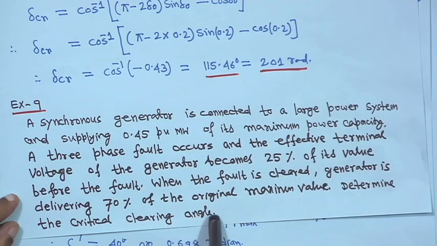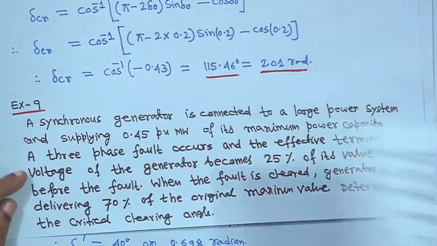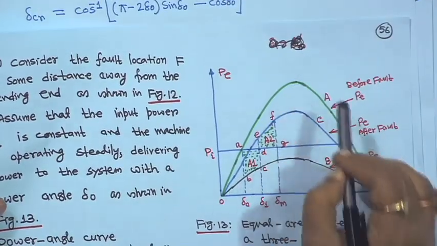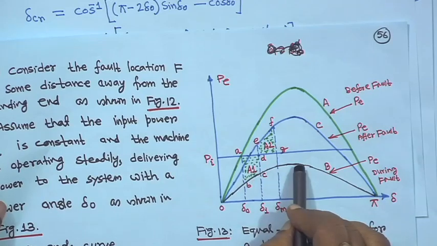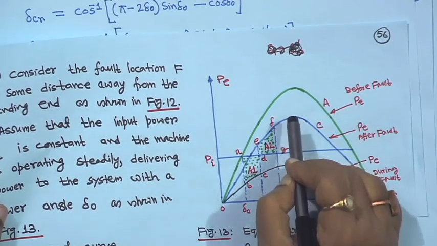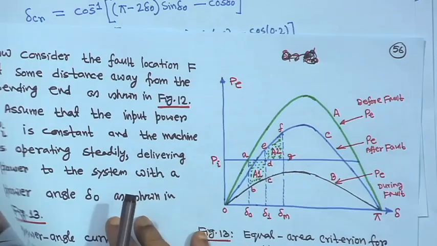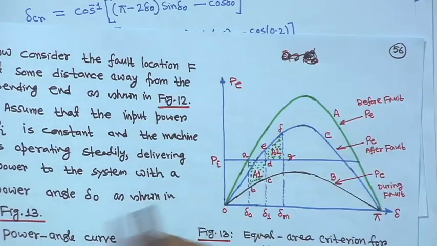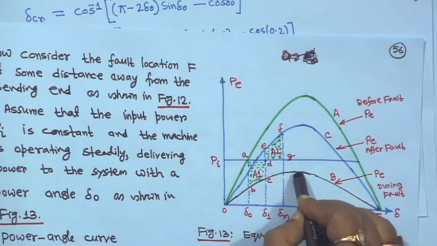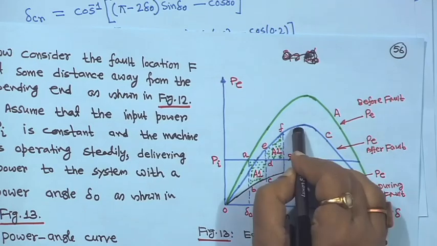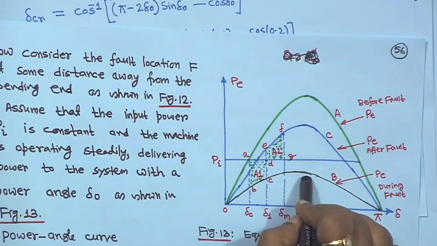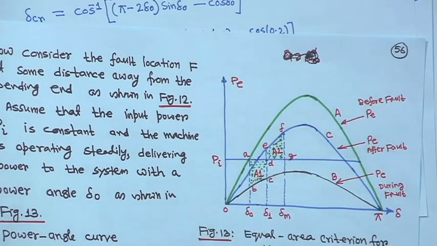So, determine the critical clearing angle. If you look at the graph, initially it was P max, during the fault it was 0.25 P max, and when the fault is cleared it is 0.7 P max. From this graph you can make out: this is P max sin delta, the black one is 0.25 P max, and the blue one is 0.7 P max.